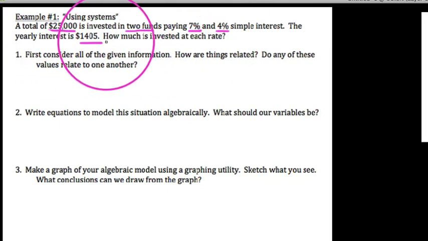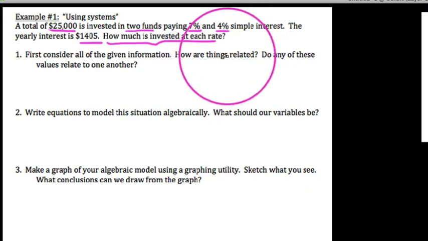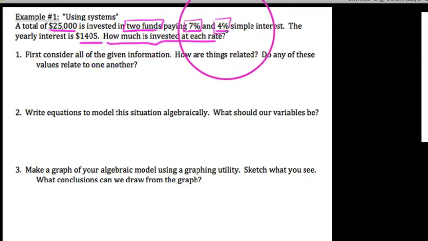Now, here's the deal. When you read through a word problem like this, number one here, it says first consider all the given information. How are things related? And do any of these values relate to one another? That's the first thing I want to consider here. So when we talk about $25,000, it's the total that I invest in two funds. I also know that one fund pays 7%, the other fund pays 4%, and the last piece of information here is that the yearly interest is $1,405.